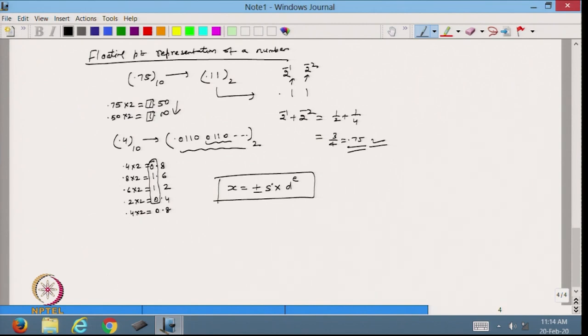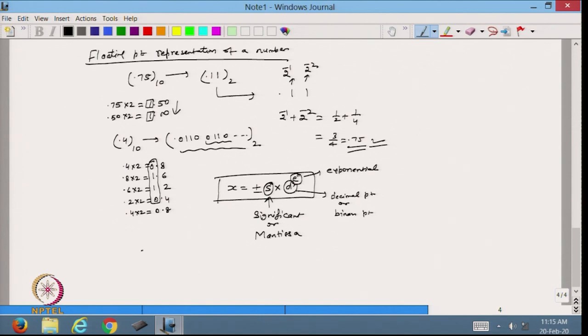So what is this? That is the sign. This is called the significant or mantissa. That gives you the significant or mantissa. This gives you the decimal part, or binary form, and that is the exponential part. In this case I can represent any number.